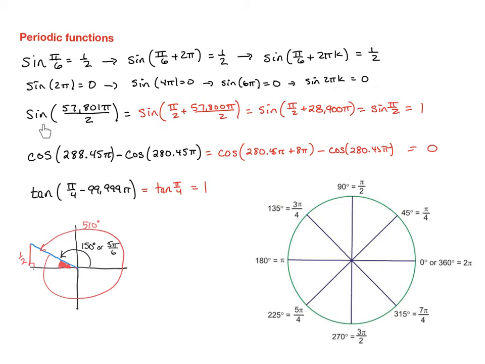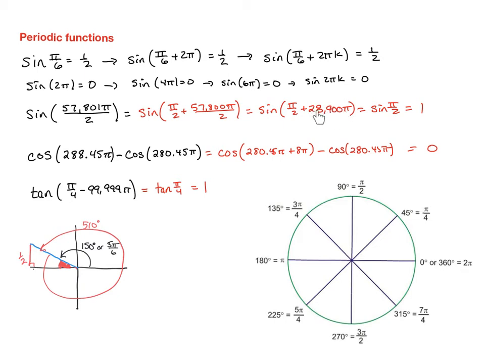So now, we're going to get into the type of problem you might be asked on a test or in your homework. The sine of 57,801 pi over 2. Wow. Well, that's a huge number, but no big deal, because all you have to do is get 57,800 pi over 2 plus 1 pi over 2. 57,800 pi over 2 is simply 28,900 pi.